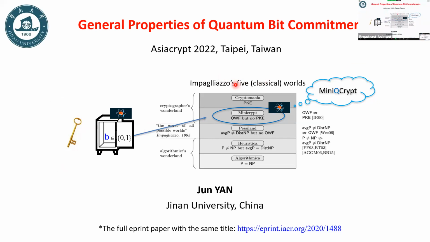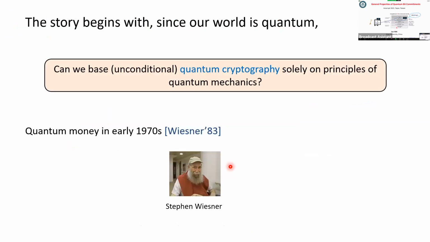Good afternoon, everyone. The title of my talk today is General Properties of Quantum Bit Commitments. I'm Jun Yan from Jinan University. So the story begins with, since our world is quantum, we can ask the following motivating question. Can we base unconditional quantum cryptography solely on principles of quantum mechanics? Stephen Wiesner might be the first person to explore this possibility. Back in the early 1970s, he studied quantum money.